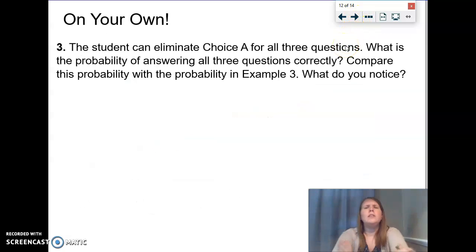All right, let's take a look at this and see if this one's a good question. So the students can eliminate choice A from all 3 questions. What is the probability of answering all 3 answers correctly? Compare the probability. Oh yeah, I think we can do this.